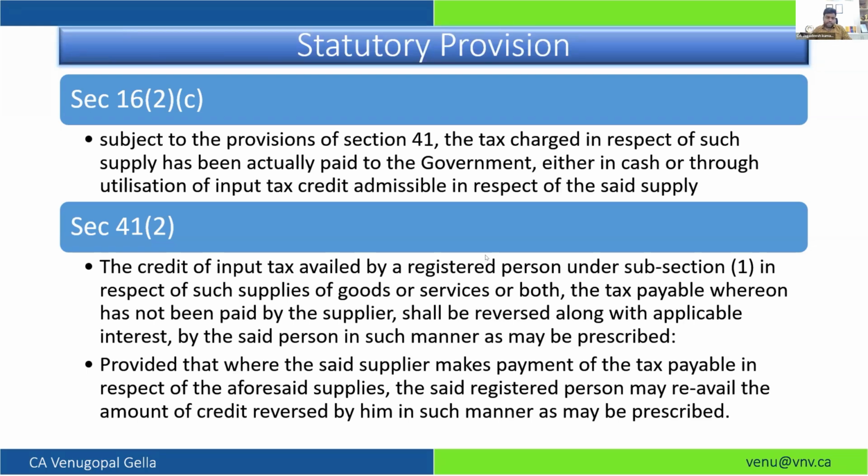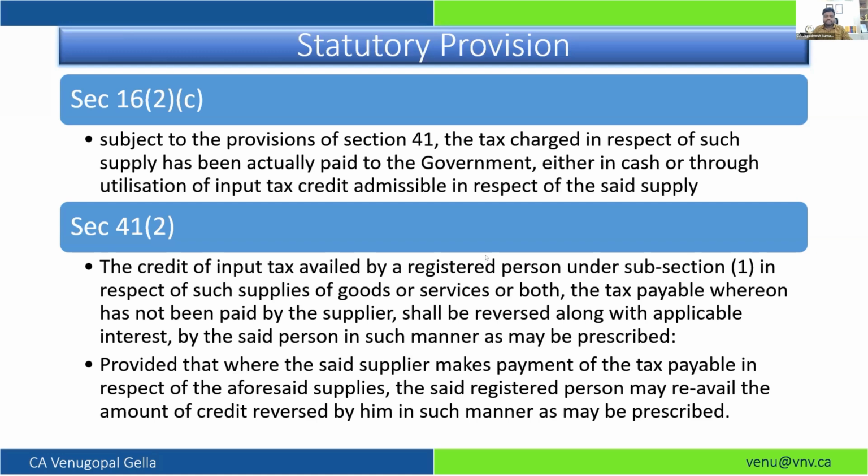So, coming to section 41, what section 41 subsection 2 is saying is that the input tax credit availed by the registered person under subsection 1, in respect of such supplies of goods or services or both, where the tax payable thereon has not been paid by the supplier, shall be reversed. If he has not paid the tax, I have to reverse the credit. Once he pays the tax to the government, then I can reavail the ITC.